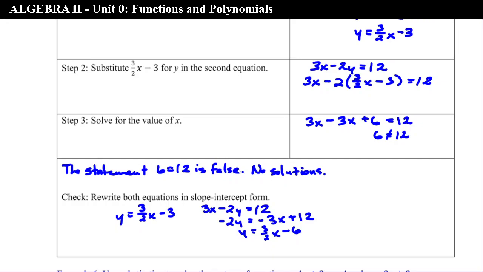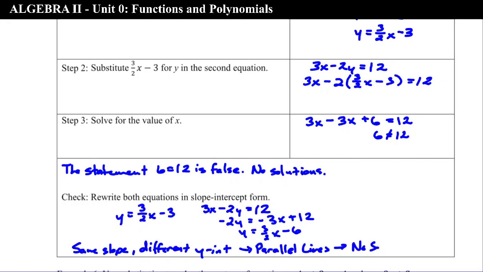And so what we have here is we have two equations with the same slope, but different y-intercepts, which means that we have parallel lines and no solutions.